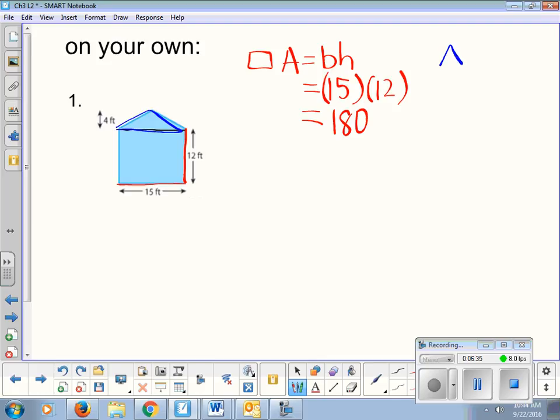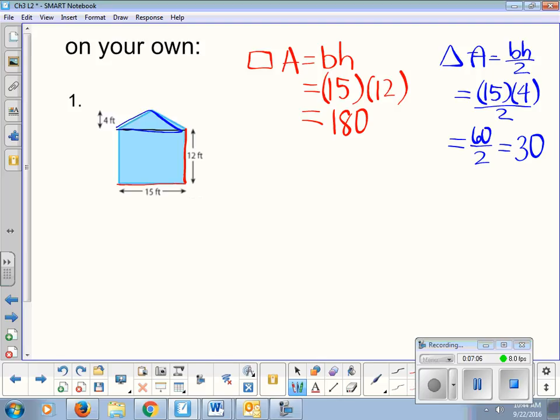triangle. And what's our formula for that? Base times height divided by 2. You could have a 1/2 in front, it means the same thing. And what is our base of the triangle? 15, and our height is 4, and then we're going to have to divide that by 2. What's 15 times 4? 60, and 60 divided by 2 equals 30.